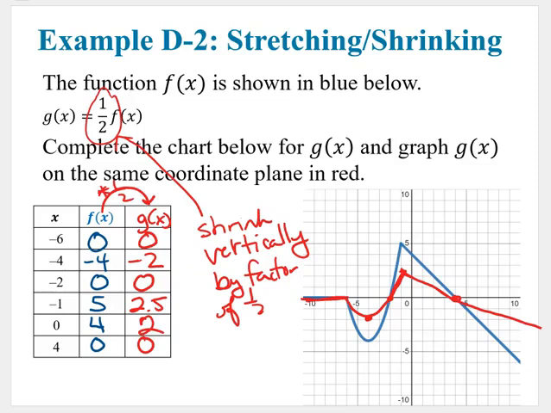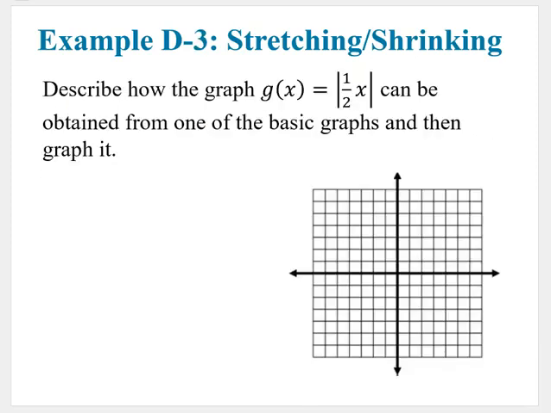So all of this stuff will affect each piece of the graph. So notice it looks like we kind of took the graph from the top and the bottom and smushed it in towards the x-axis. So that is a vertical shrink. So notice how these can get a little confusing. So definitely take your time when you do these.